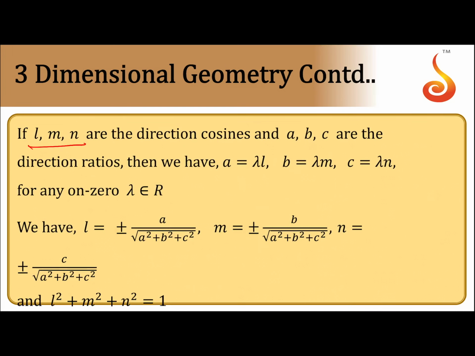If l, m, n are the direction cosines of our directed line segment, then the numbers a, b, c which are proportional to these values, a equals l lambda, b equals m lambda, and c equals n lambda, are the scalar multiples of l, m, n, and these numbers are defined to be direction ratios. And if you want to express l, m, n in terms of a, b, c, then l is equal to a divided by root of sigma a square, m is equal to b by root of sigma a square, and n equals c by root of sigma a square.